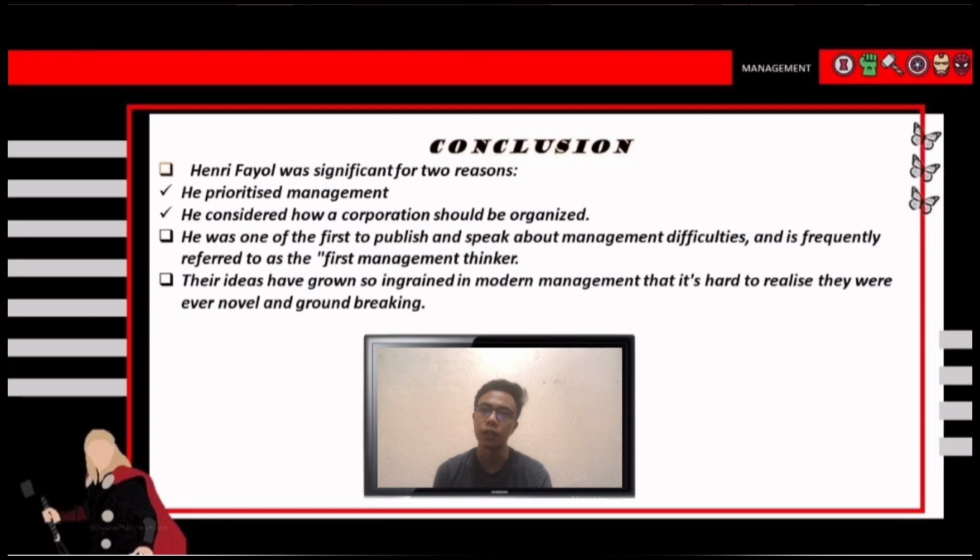Next, the conclusion. Henri Fayol was significant for 2 reasons. He prioritized management. He considered how a corporation should be organized. He was one of the first to publish and speak about the management difficulties and is frequently referred to as the first management thinker. The ideas have grown so ingrained in modern management that it's hard to realize they were ever novel and groundbreaking.